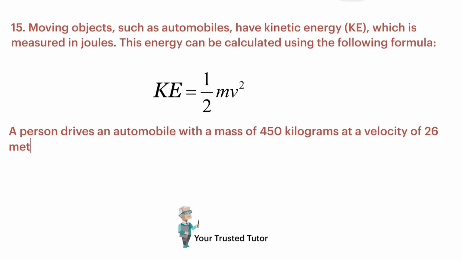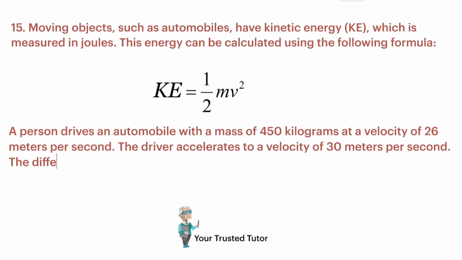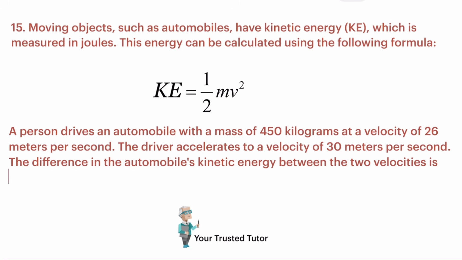A person drives an automobile with a mass of 450 kilograms at a velocity of 26 meters per second. The driver accelerates to a velocity of 30 meters per second. The difference in the automobile's kinetic energy between the two velocities is blank joules. You may use the calculator.